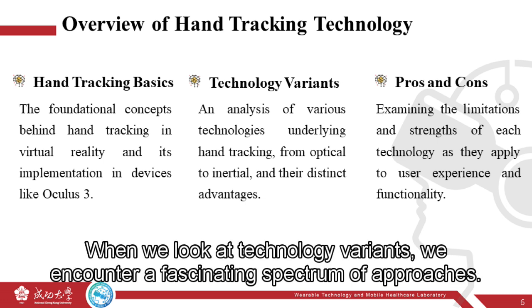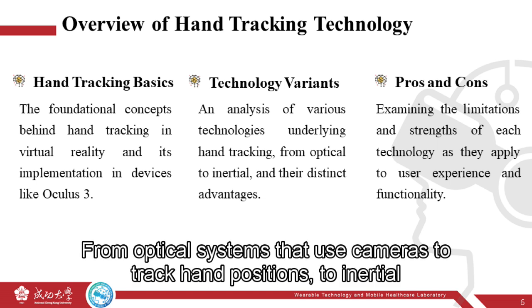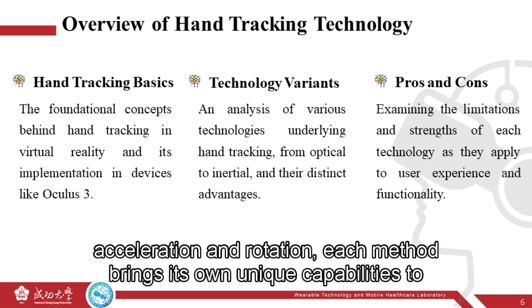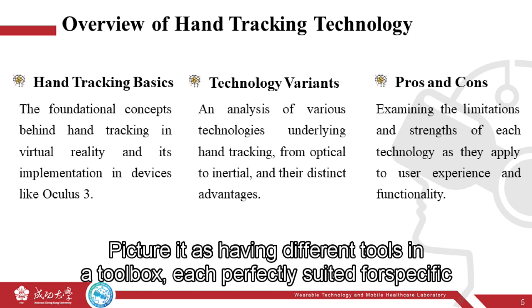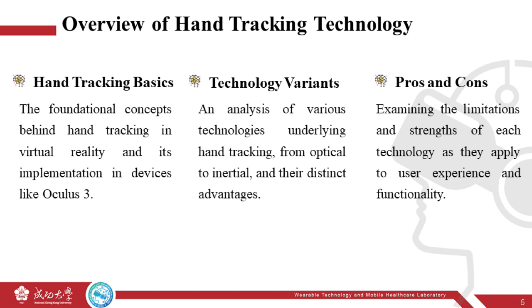When we look at technology variants, we encounter a fascinating spectrum of approaches. From optical systems that use cameras to track hand positions, to inertial systems that measure acceleration and rotation, each method brings its own unique capabilities to the table. Picture it as having different tools in a toolbox, each perfectly suited for specific aspects of hand tracking.